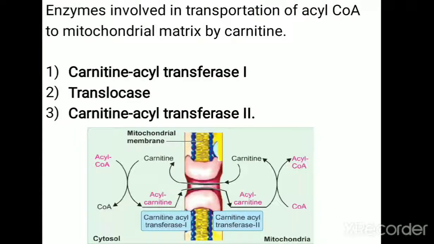One is carnitine acyl transferase 1. That enzyme reaction is to produce acyl carnitine, and the second enzyme is translocase, and that enzyme action is to transport this acyl carnitine across the inner mitochondrial membrane. And the third enzyme is carnitine acyl transferase 2. That enzyme mediates the release of acyl group from the acyl carnitine.